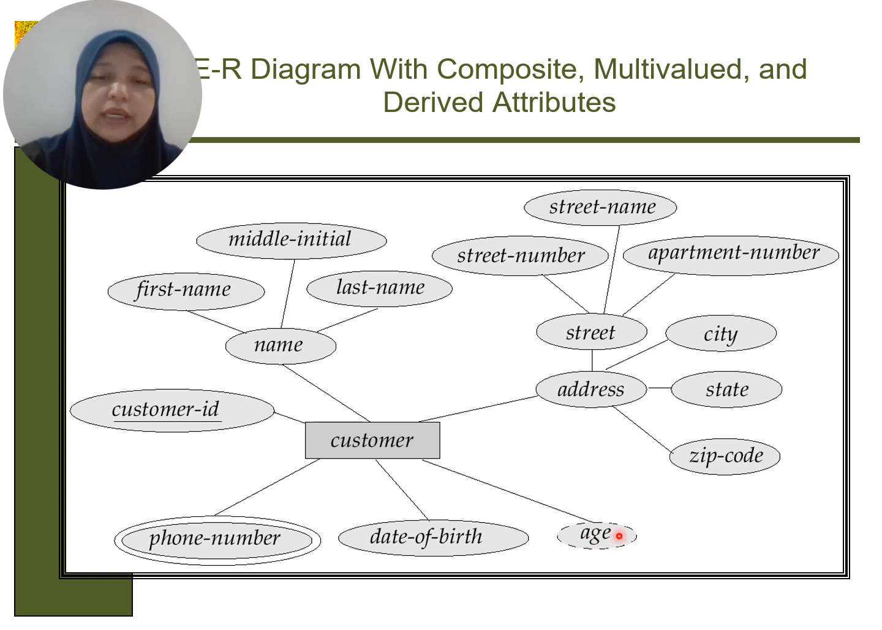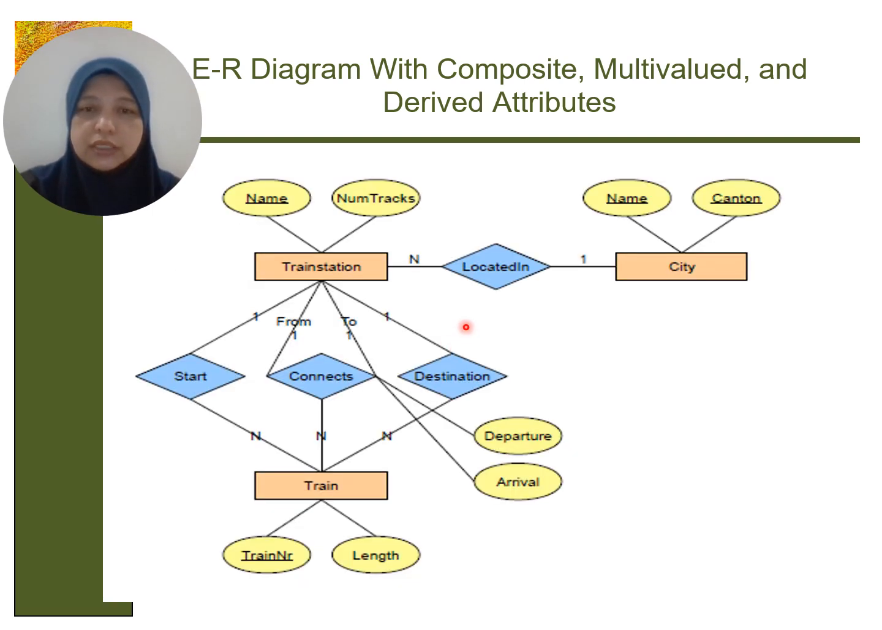A derived attribute: age. You can get the age of a customer from the date of birth. So this is actually derived from date of birth. That's why the shape is a dotted ellipse. All right, so this is composite, multi-valued, and derived. Then this is the key. What is the meaning of key? We will look into this, but basically a key is to differentiate each row.